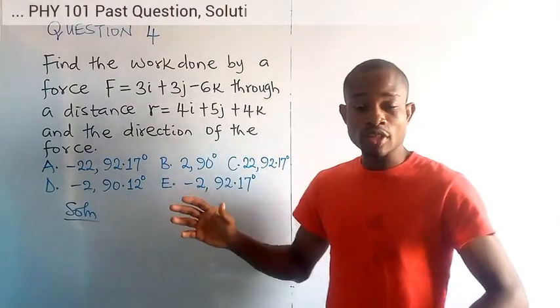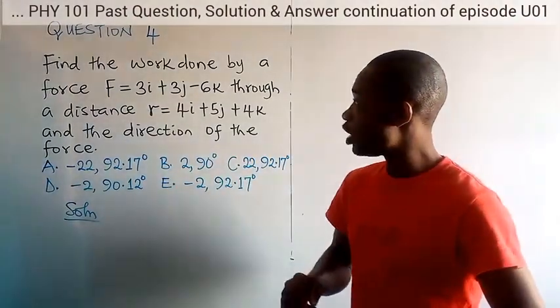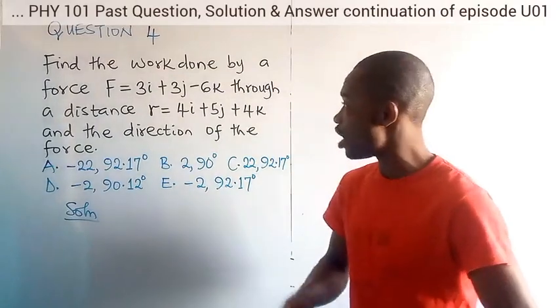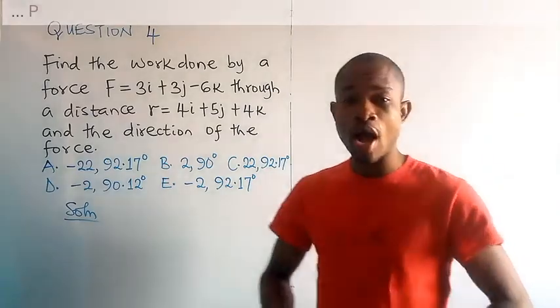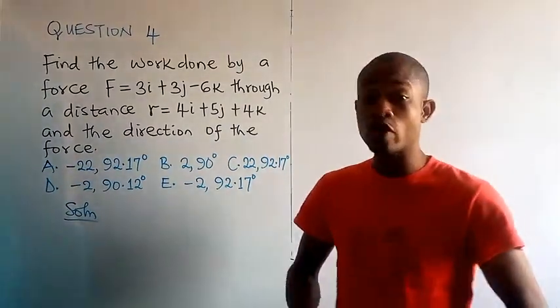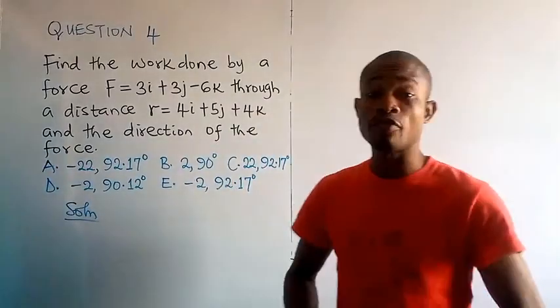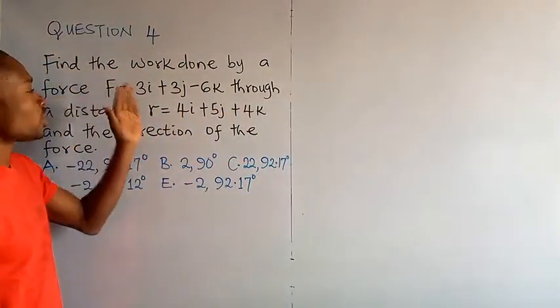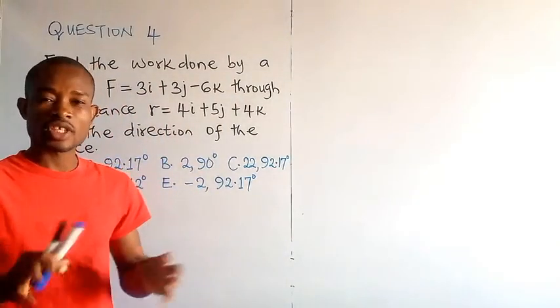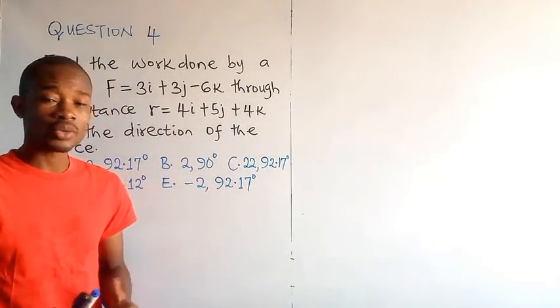We now have our fourth question here. Find the work done by a force F equals 3i plus 3j minus 6k through a distance R equals 4i plus 5j plus 4k, and the direction of the force. Now, we are asked to find the work done. It's important for us first to know that work done is a scalar quantity.